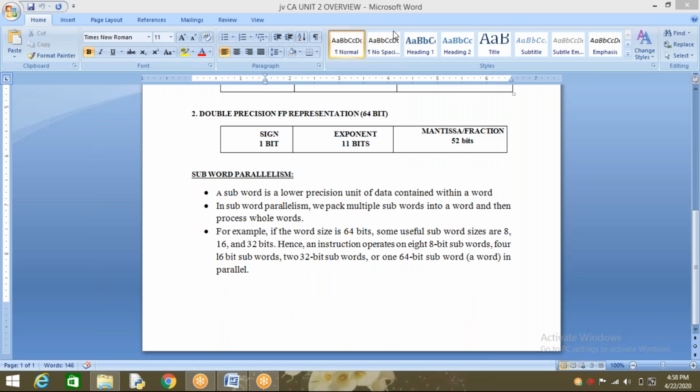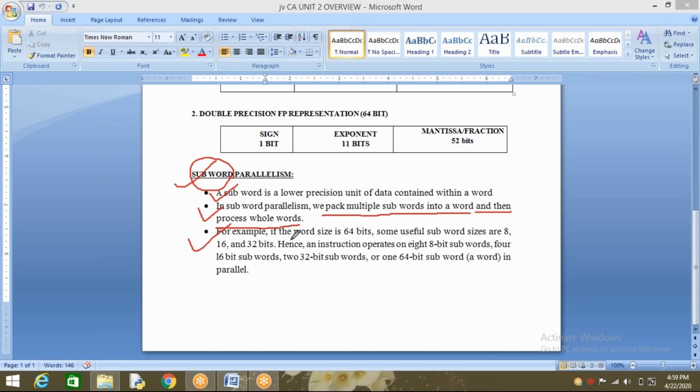The next topic is subword parallelism. Here we divide the word into a number of subwords, and then we parallelize the subwords at a time. A subword is a lower precision unit of data. In subword parallelism, we pack multiple subwords into a word, and then we process the subwords as a whole word.